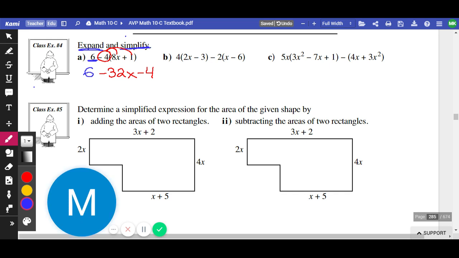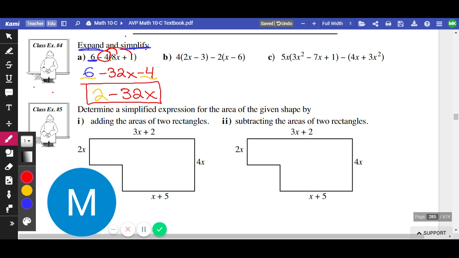Now that we've multiplied the monomial into the brackets, we can do any like terms that we have here, any additions or subtractions. In that case, we have 6 and minus 4 are like terms because they're both constants. There's no letters attached. 6 minus 4 is 2, and then negative 32x is still negative 32x. Fantastic. So when you're expanding and simplifying, you're following BEDMAS rules, right? Multiplication first, addition and subtraction next.